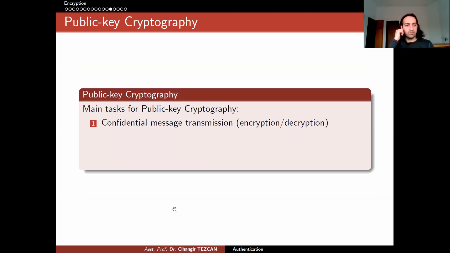But let's first talk about what kind of problems the public key cryptography solves. It solves the confidential message transmission. So it allows you to perform encryption and decryption, but symmetric key encryption and decryption algorithms are a lot faster than public key algorithms. So most of the time we use them. For instance, in this communication, we don't encrypt and decrypt using an RSA algorithm, but we use AES, a block cipher, because it is a lot faster.